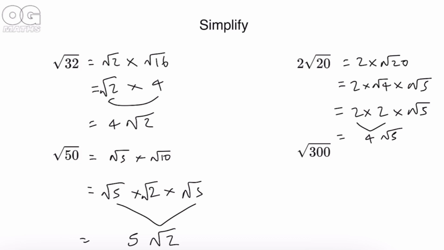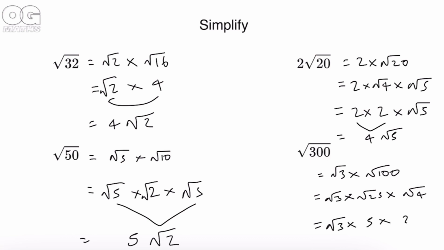And last but not least, we've got root 300. So we're going to simplify this into something nice and easy: root 3 times root 100. Root 3 we can't simplify any further. And we're going to simplify down root 100 into root 25 times root 4. And that becomes root 3 times 5 times 2. Now 5 times 2 is 10. So that just leaves us with 10 root 3.